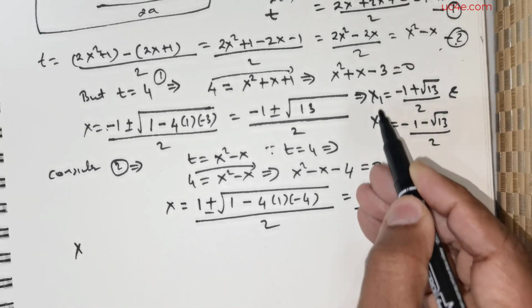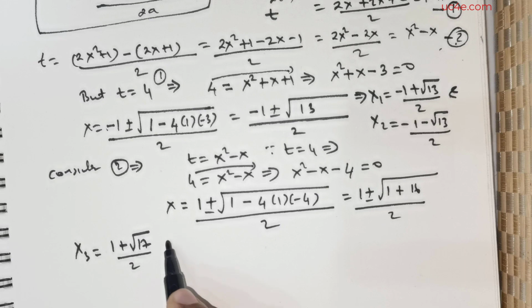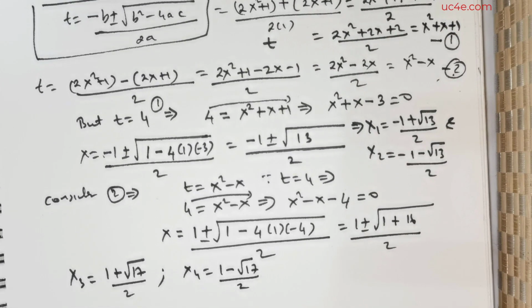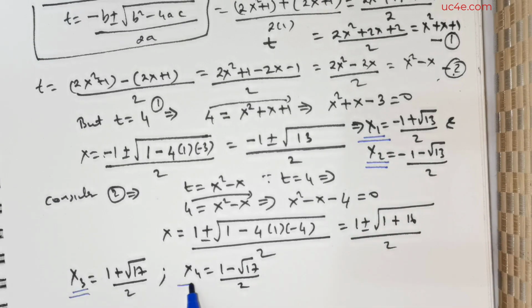So let me start off with x3. x3 is equal to (1 + root of 17) divided by 2 and x4 is (1 − root of 17) divided by 2, right? So if I were to mark these roots, I've got a root here, root here, root here, root here.